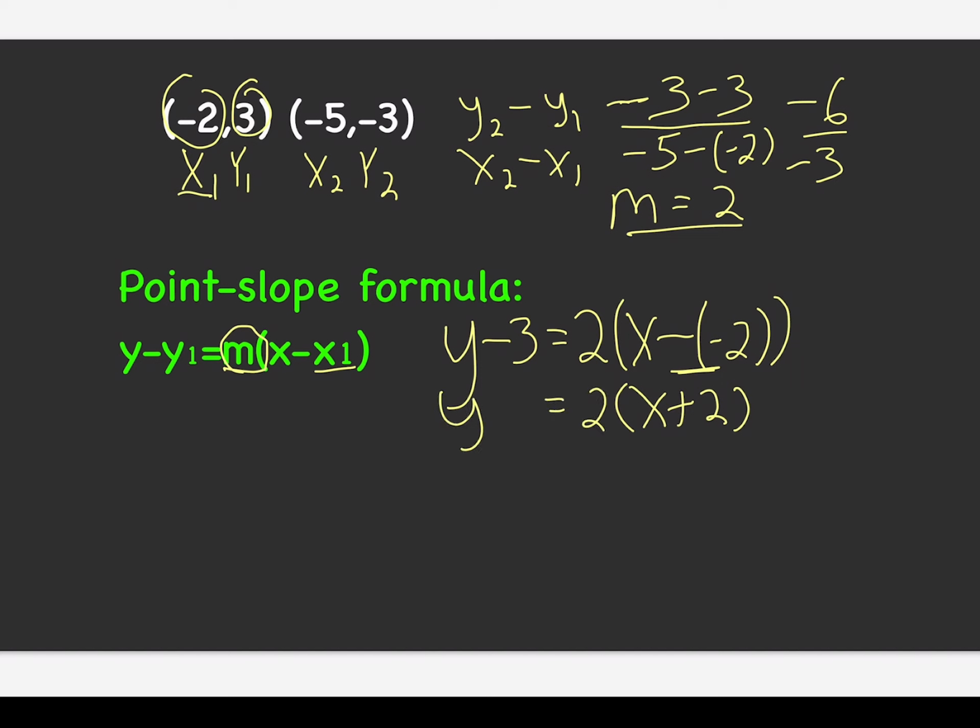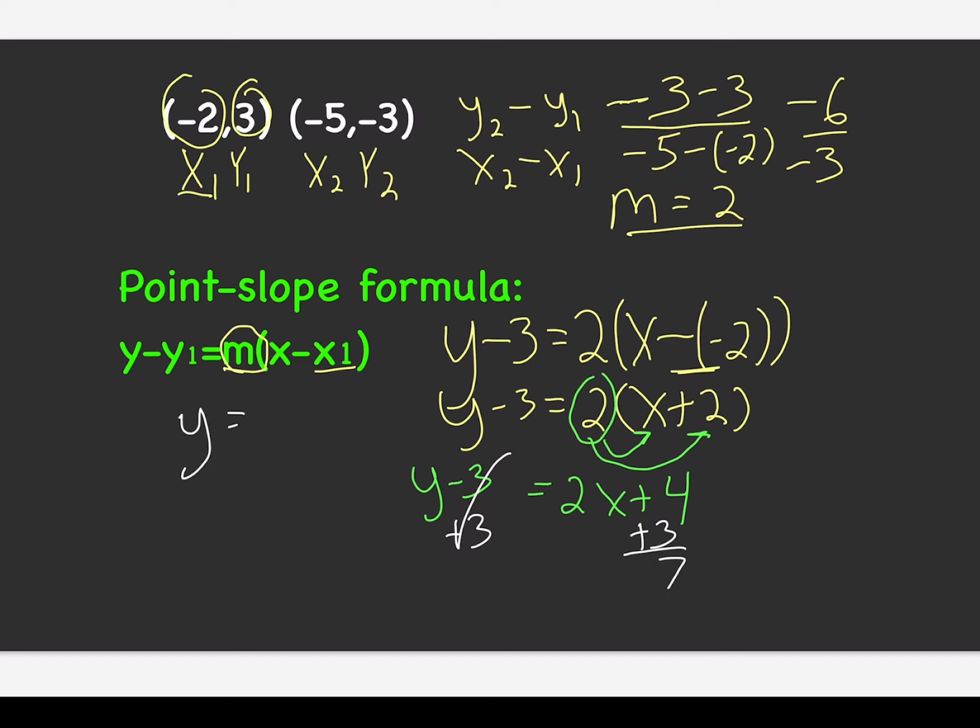Now we have to distribute the 2 into that parentheses. Where the slope is 2, I'm going to multiply into the parentheses: 2 times x, and 2 times the plus 2. So 2 times x is 2x, plus 4. That equals 2x plus 4. And on the left side we still have y minus 3. So we want to get that y alone by adding 3 to both sides. We add the 3 to the 4, and that will cancel out the 3 on the left. We'll get y is equal to 2x plus 7. So your final equation in slope-intercept form is y equals 2x plus 7.